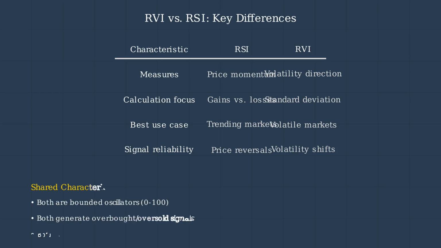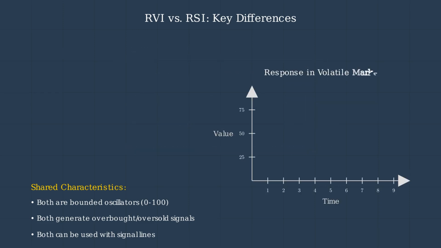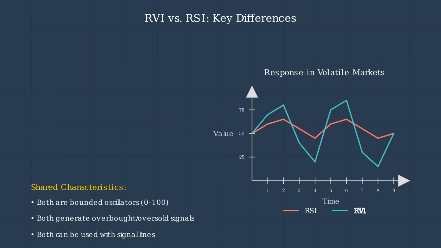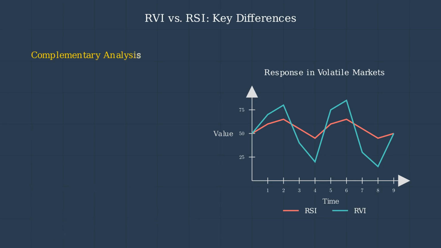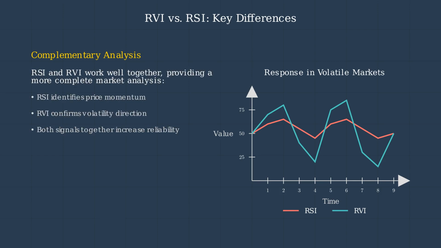Despite their differences, RSI and RVI share several important characteristics. In volatile markets, RVI often provides more responsive signals than RSI. Let's compare their behavior. The RSI tends to show more gradual changes, focusing on price momentum regardless of volatility. The RVI responds more dramatically to volatility shifts, making it valuable in choppy markets. These indicators work best when used together, providing complementary insights for more complete market analysis.